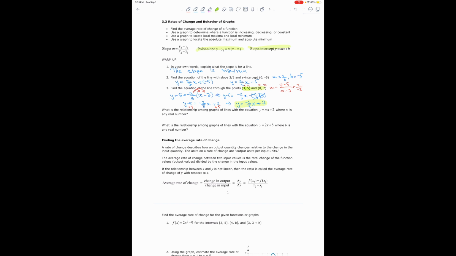What is the relationship among graphs of lines with the equation y equals mx plus 2, where m is any real number? These lines have the same y-intercept, which means they are going to pass through the same point on the y-axis, which is (0, 2). So that is the relationship among all graphs of lines that have that equation. And because m changes, these lines are going to have different slopes.